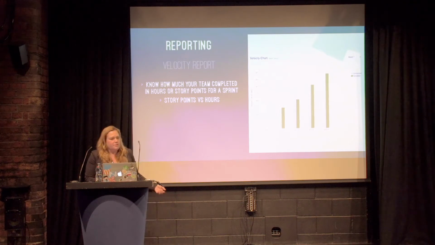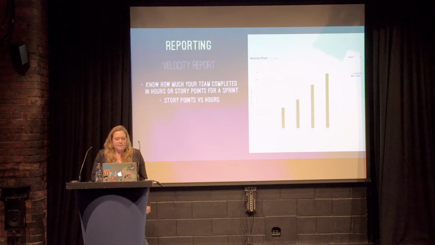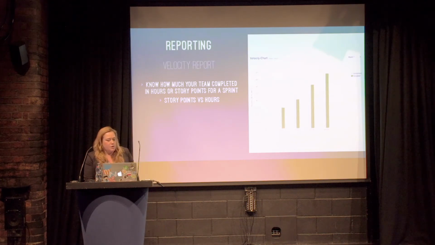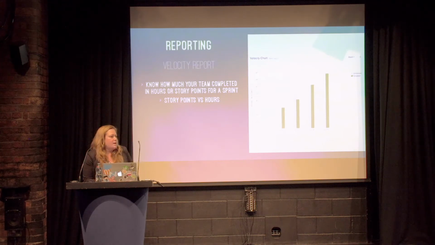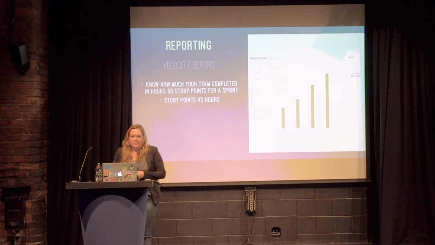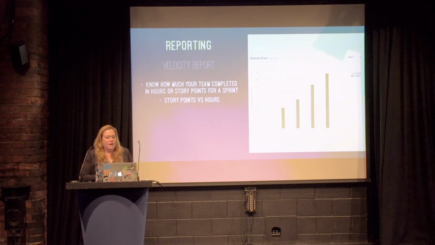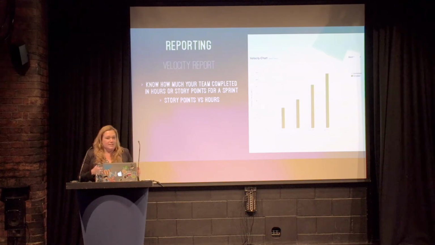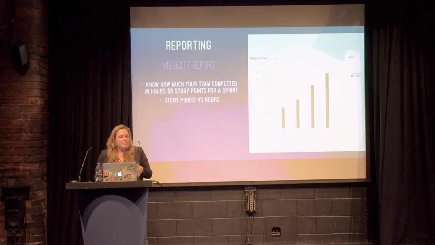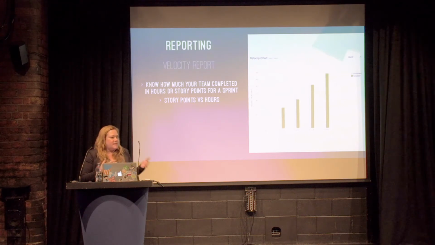Some of the reporting that's really important in Scrum is the velocity report. This helps you to know how much time your team completed in hours or story points for a sprint. So let's talk a little bit about story points versus hours. We all know what hours are, right? But what are story points? It's kind of a mythical thing. And it's something that you and your team have to decide upon.